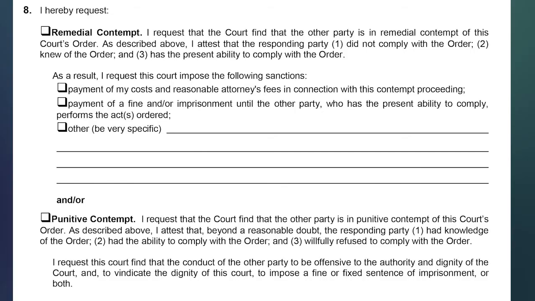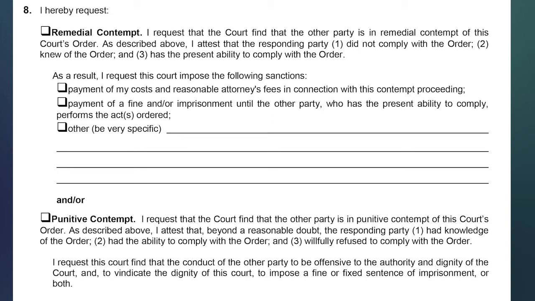Use number 8 on JDF 1816 to tell the court whether you want the other party to be forced to do what the court order said, remedial contempt, or whether you want the other party punished for a failure to obey the court order, punitive contempt. You can ask for both types by checking both boxes.